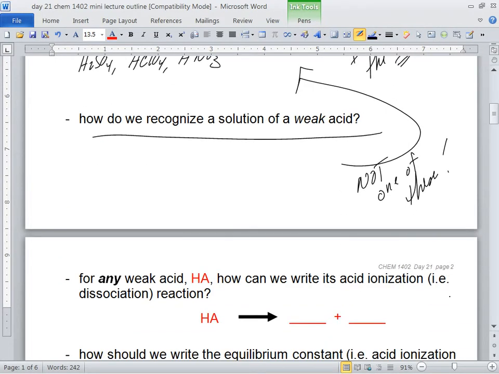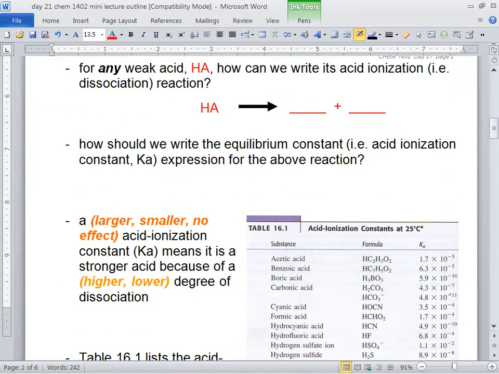Okay. So for any weak acid, let's just call it HA. How can you write its acid ionization? They call it the dissociation reaction. We could probably write HA goes to what plus what? Yes, H+ and A-. Exactly. In general, you can write it every single time that way. No matter what the weak acid is, you can make things easier just by writing this. So it's going to be the exact same format every time.